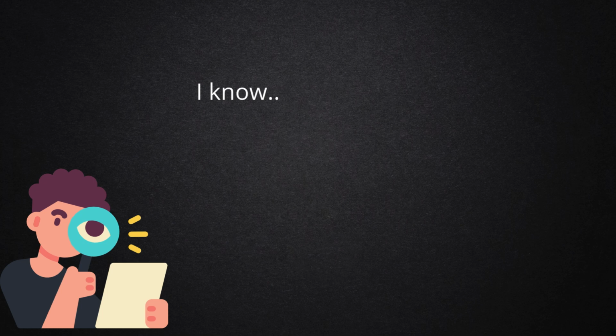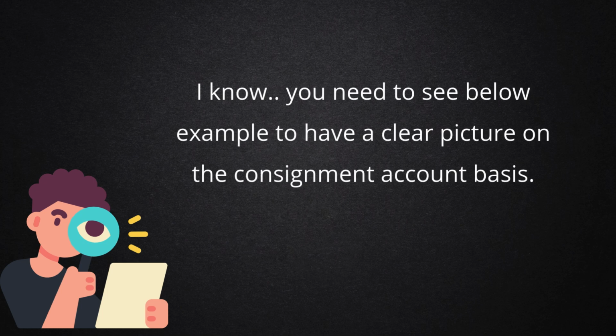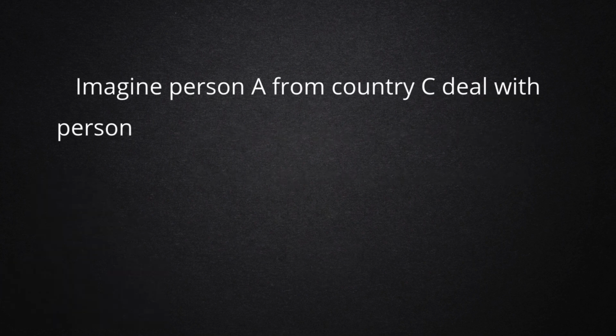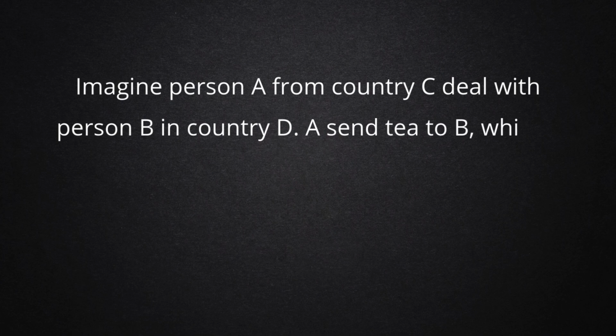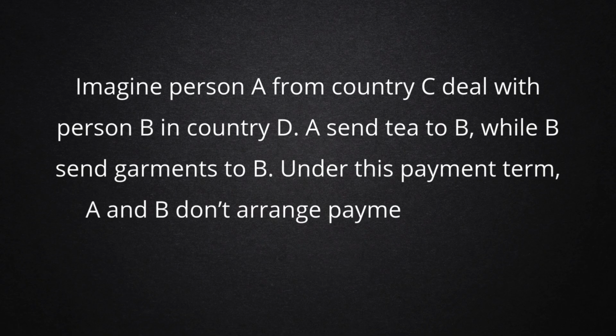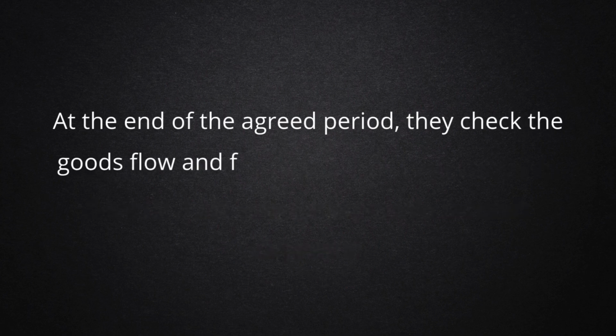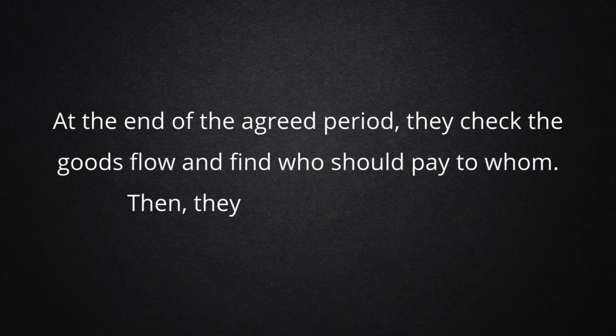You need to see the example below to have a clear picture of the consignment account basis. Imagine person A from country C deals with person B in country D. A sends T to B, while B sends garments to A under this payment term. A and B don't arrange payments for each shipment. At the end of the agreed period, they check the goods flow and find who should pay whom. Then, they will settle the account.